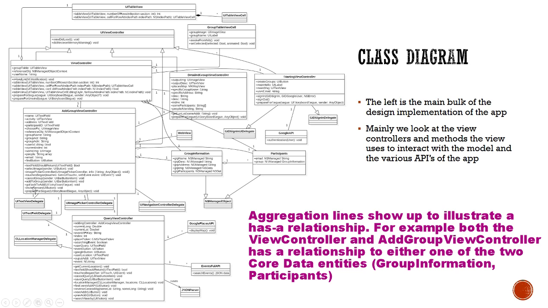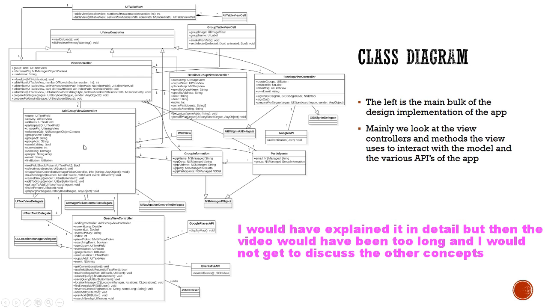Cancel group goes back to the view controller without saving anything. Add group, based on this information, creates a group, adds that group to core data, and goes back to the view controller. Invite person opens up the web view. So the add group view controller has a web view, which it presents for the user to add other invitees, and it also uses the group information and the participants core data model to handle the main functionality.